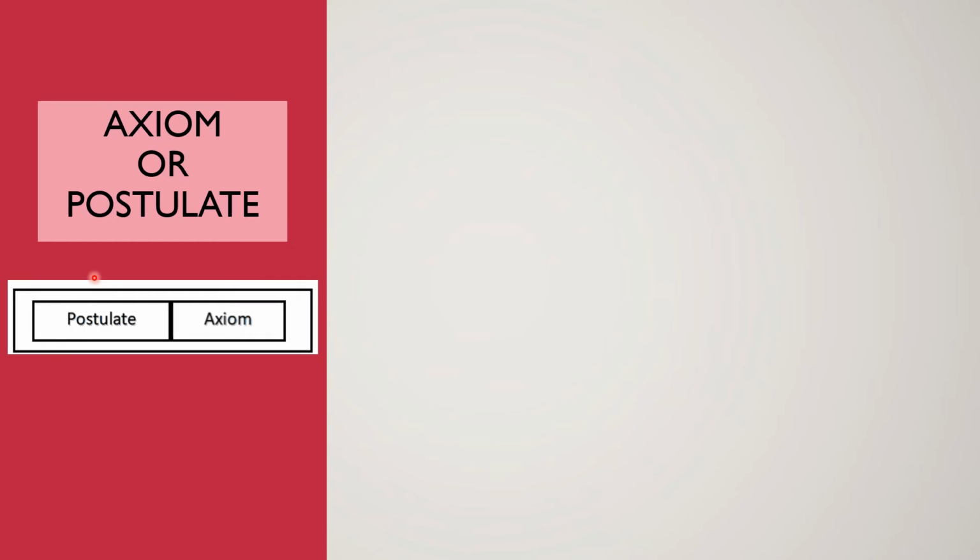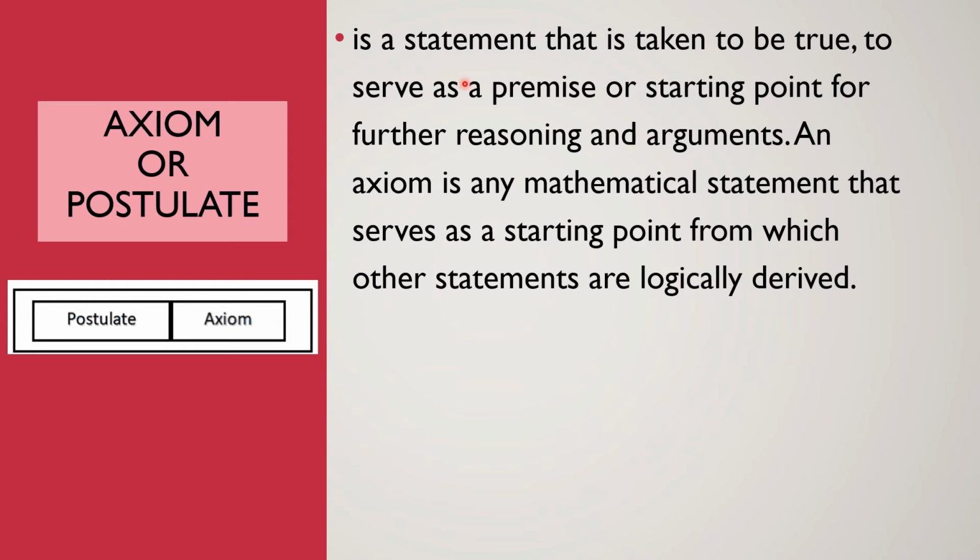Okay, based on the concept map that we have, the first term there is postulate or axiom. So what is an axiom or postulate? In our definition here, it is a statement that is taken to be true. Taken to be true means you do not need to prove it.